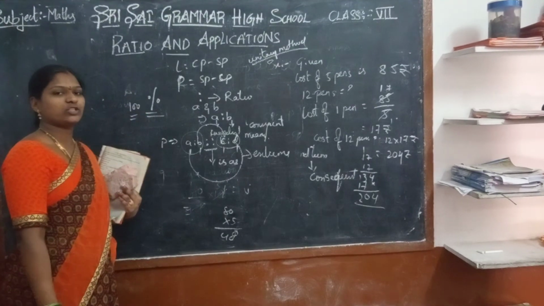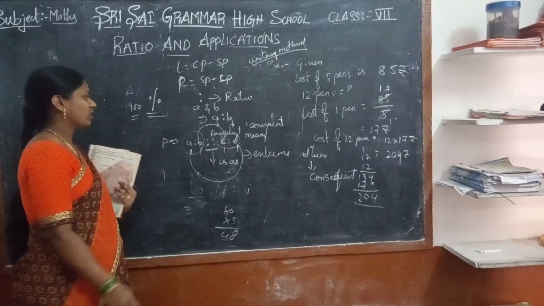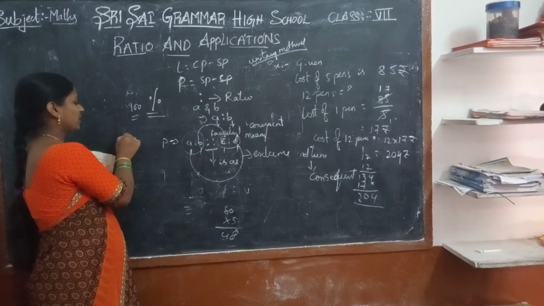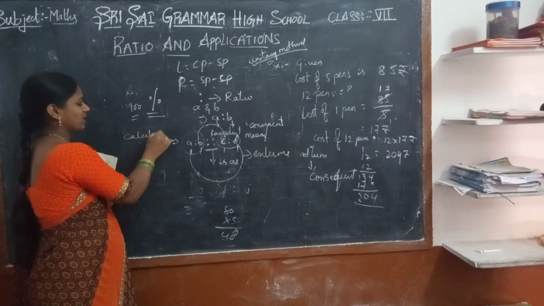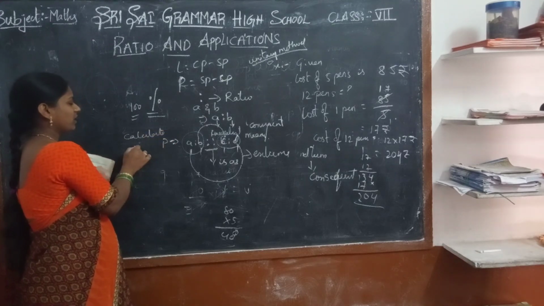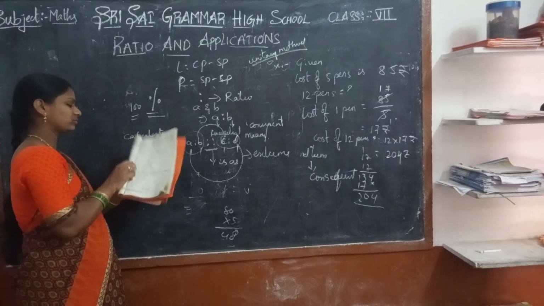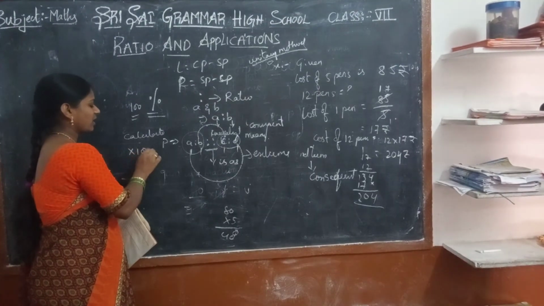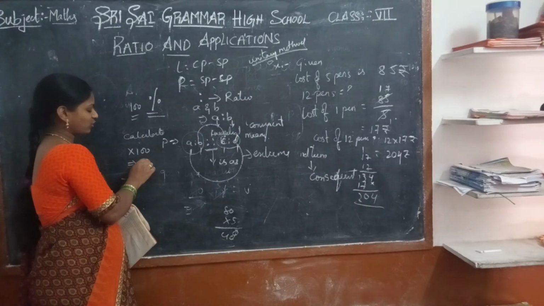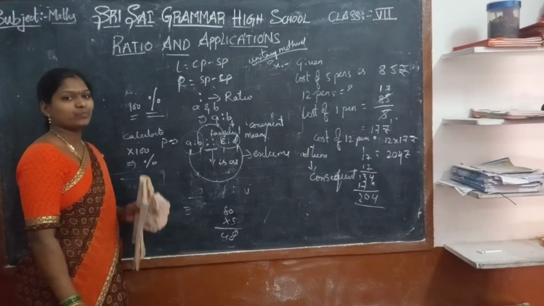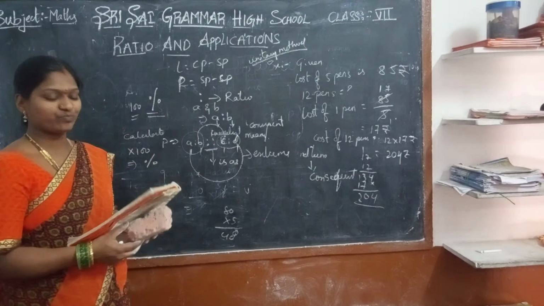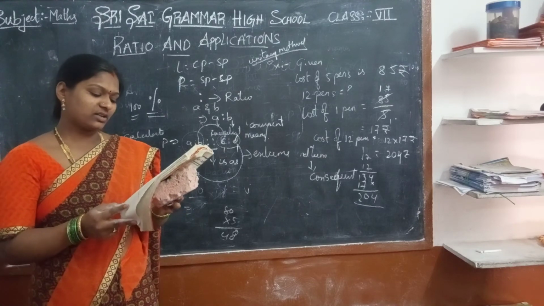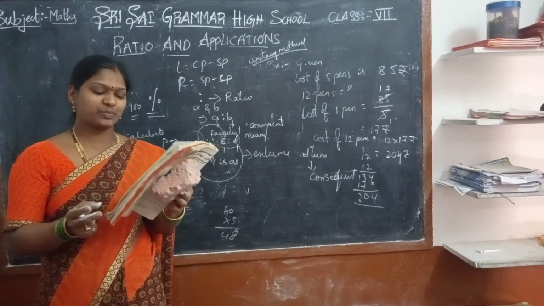When you solve percentage problems, first it should be calculated, and it should be expressed by multiplying with 100. At last, the given value should be applied as a percentage value. Understood everyone? Then in general, P is the principal, R is the rate.